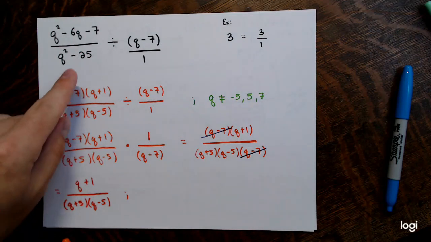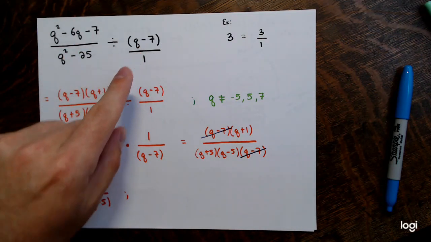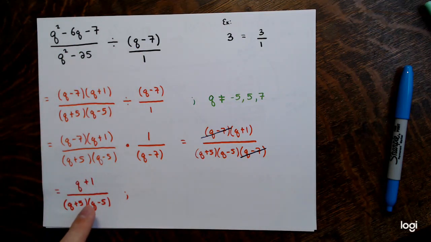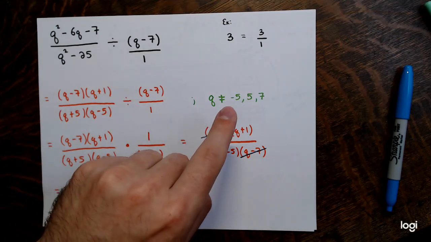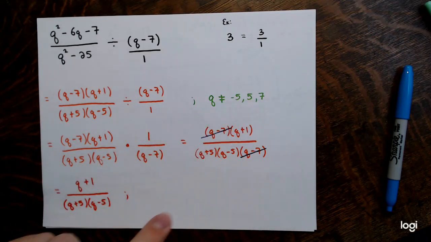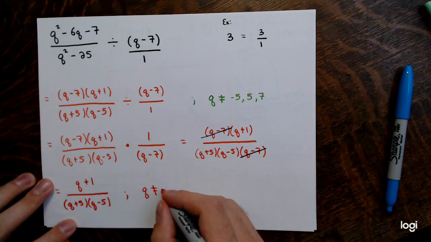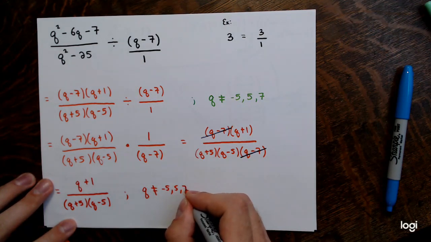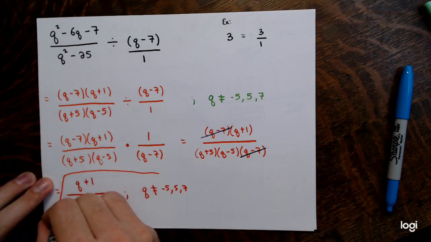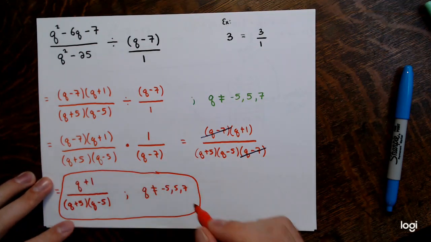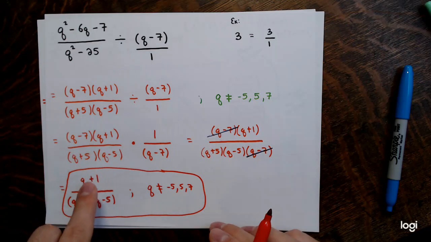And again, this division I started with is only equal to this fraction here as long as the value of q is not one of these three numbers, right? So I'm going to again write that off to the side here. As long as q is not -5, +5, or 7, we're good. These will be equal, this division here and this fraction here.